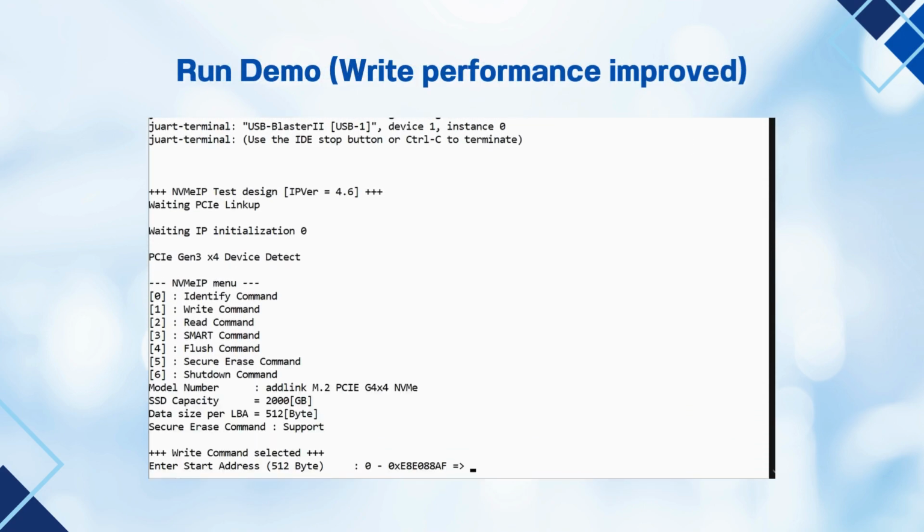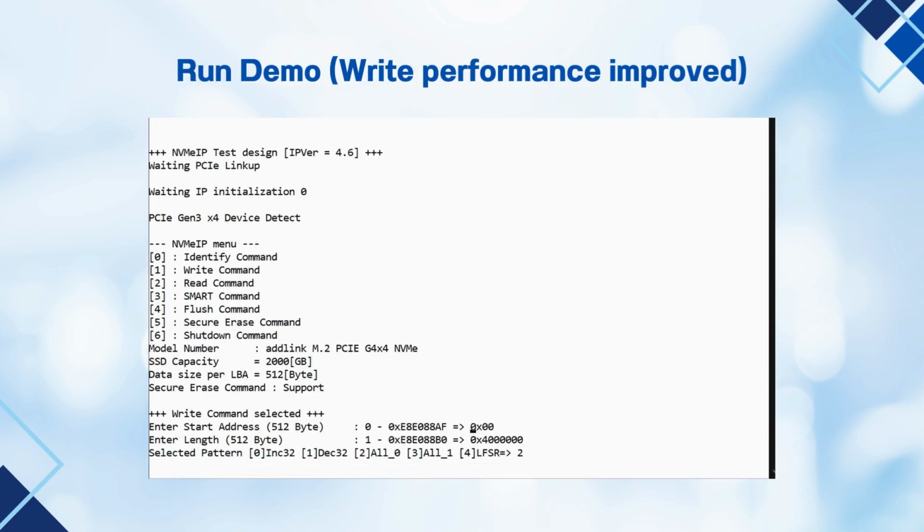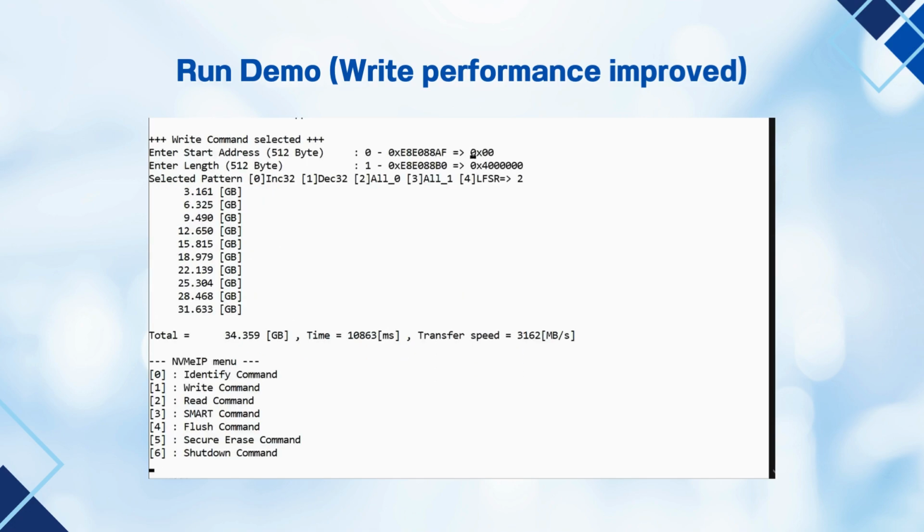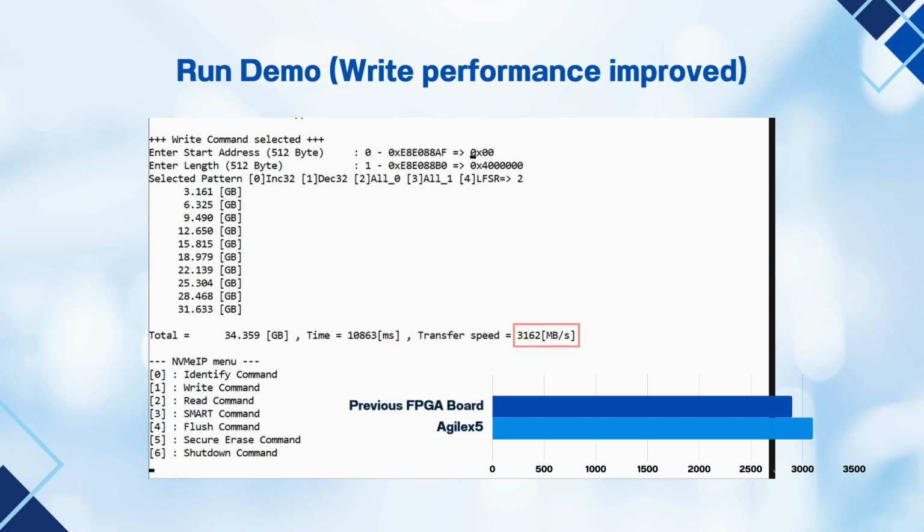Now that we have successfully programmed the FPGA, let's run the command to measure the performance. And here is the result: 3100 MB per second write speed. This is an improvement over the previous FPGA board, where the write speed was around 2900 MB per second. This performance boost is thanks to the new hard IP that comes with Agilex 5.